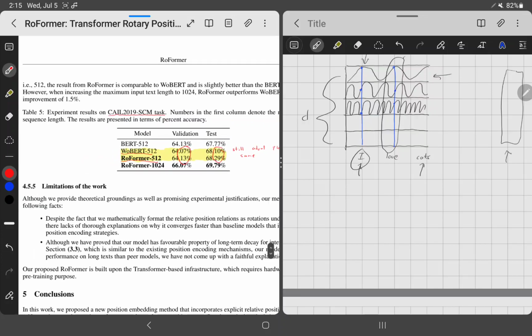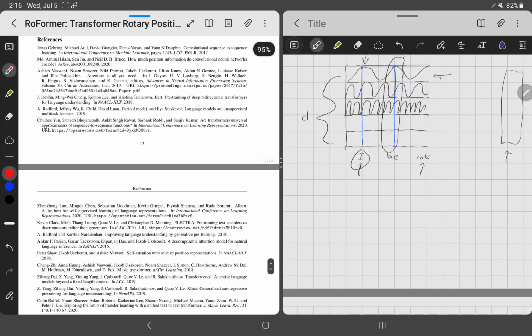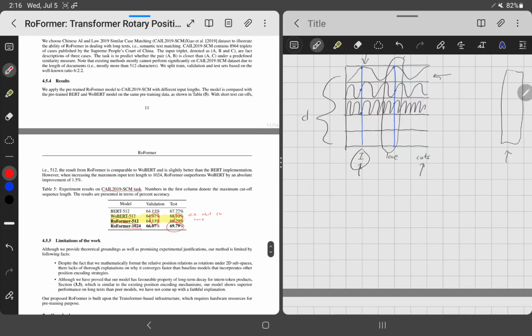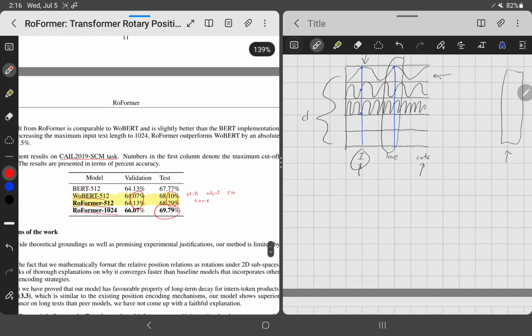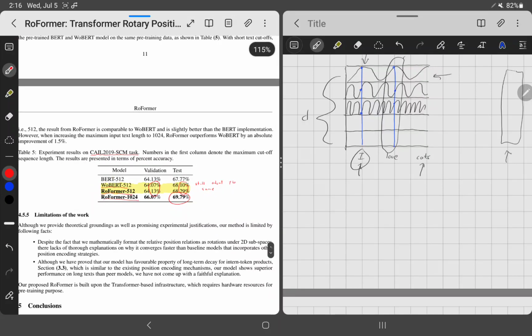I think WoBERT was 2019, and if you look at the 1024, it's a good amount better. It's a whole percentage point better, but that may be just because you're putting in a lot more data with the 1024 context. So yeah, the results here haven't convinced me that it works a lot better than absolute positional encodings, which is just something I want to bring up. The results seem to be very similar to each other, and I don't know if it is better or not, or if it is better in some cases and not in others.